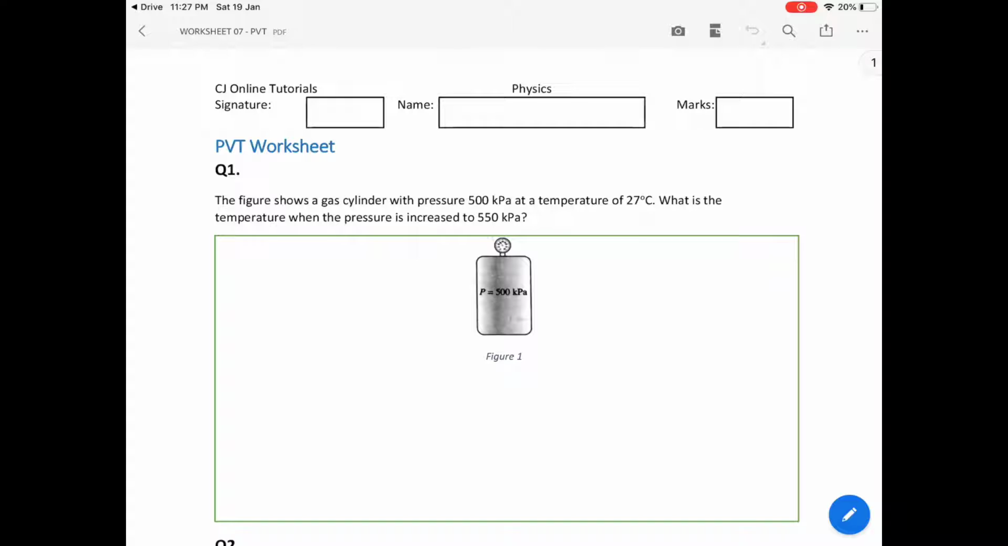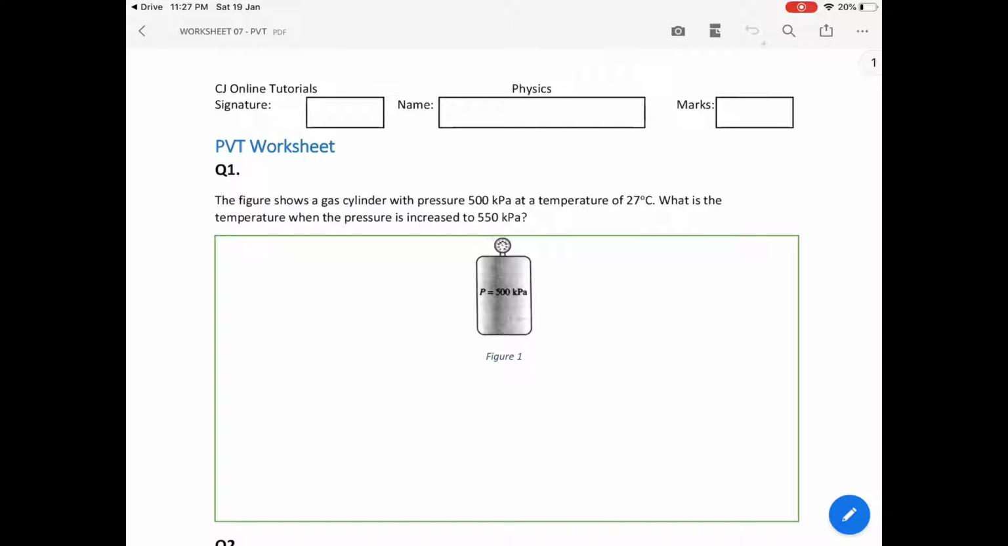Let's take a look at the PVT worksheet. Recall that the PVT worksheet is still part of your thermal energy chapter, which is chapter 2 for IGCSE students and chapter 4 from Form 4 for SPM students.